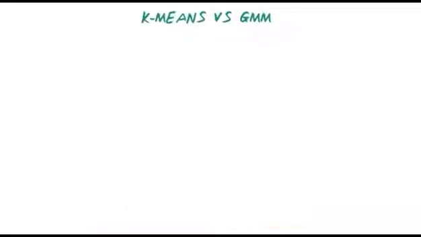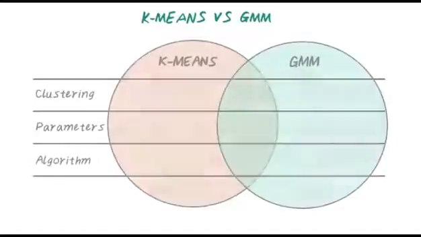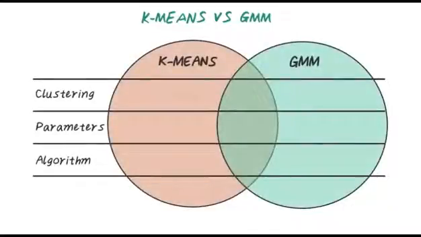Now let's compare two clustering methods, k-means and Gaussian mixture model. In terms of the clustering algorithm itself, k-means is a hard clustering algorithm. Each data point only belongs to one cluster. Gaussian mixture is a soft clustering algorithm. Each data point can belong to multiple clusters with different weights.